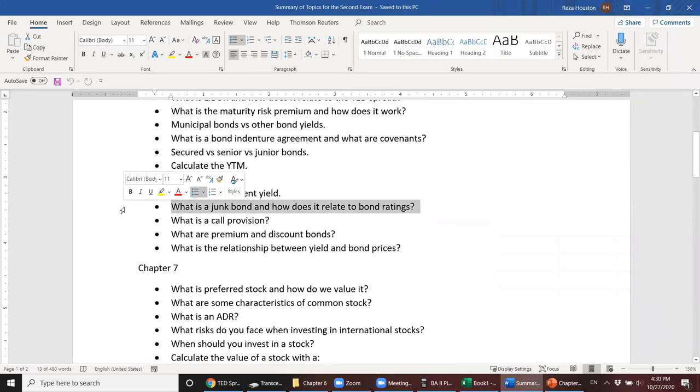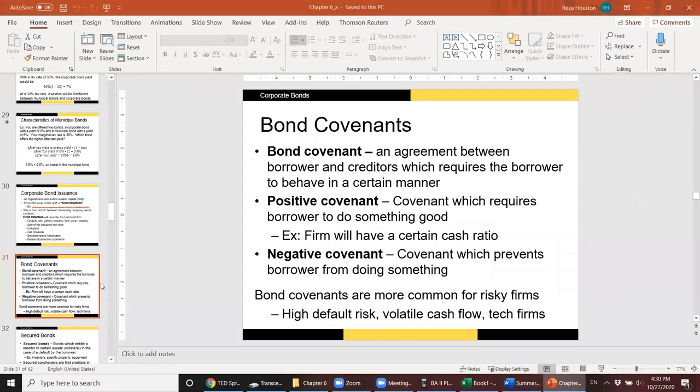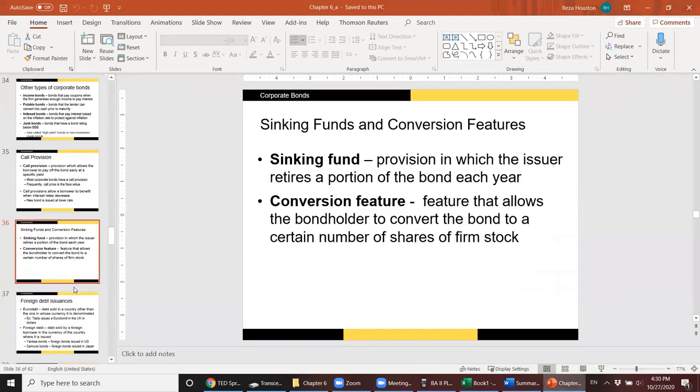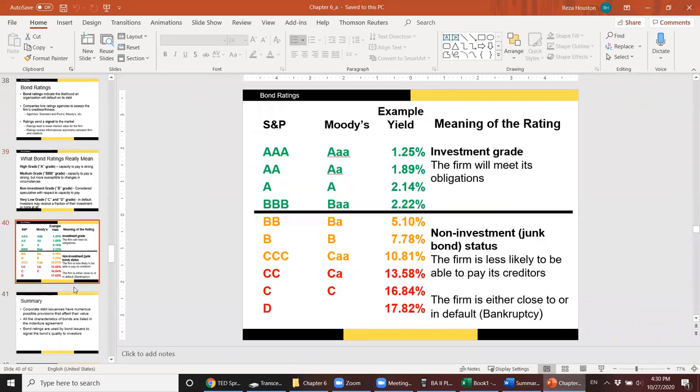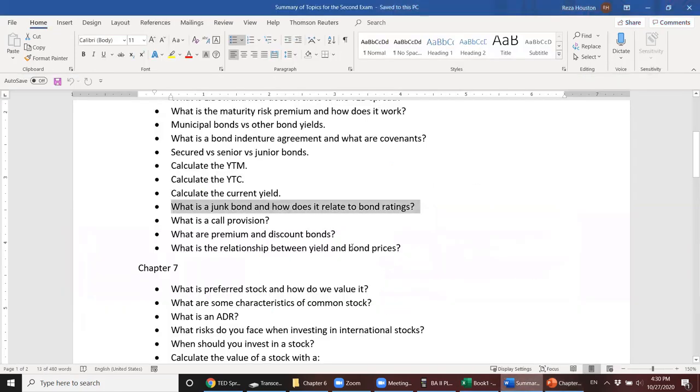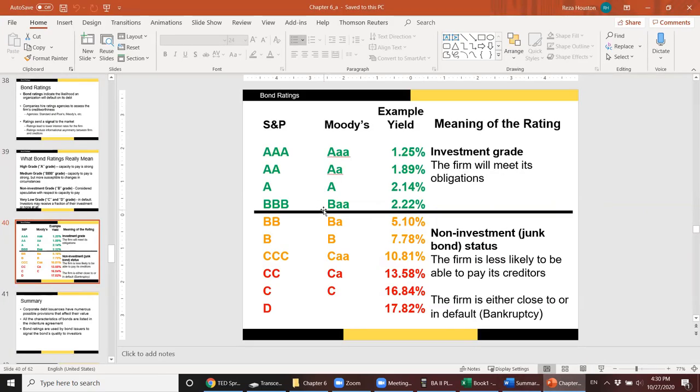Okay, wow, moving right along. Okay, next, junk bonds and investment grade bonds. The best thing I can do is show you the S&P and Moody's bond ratings. You should definitely know what a junk bond is and what an investment grade bond is and what that means for the bond and the bondholders.